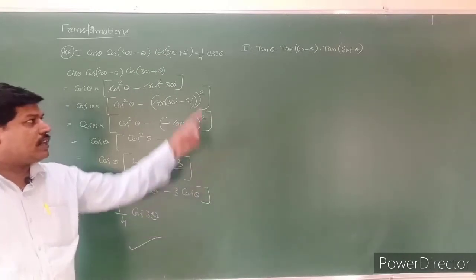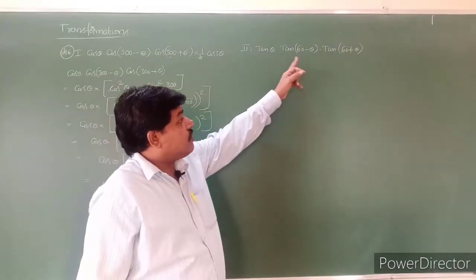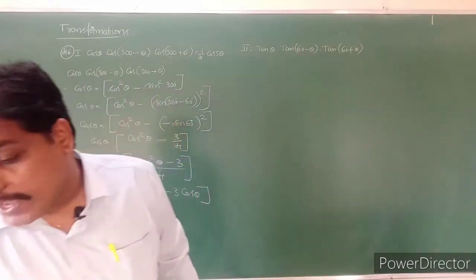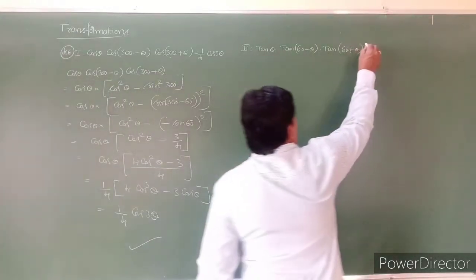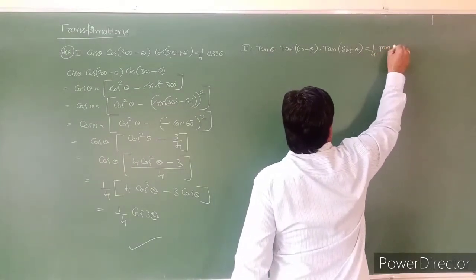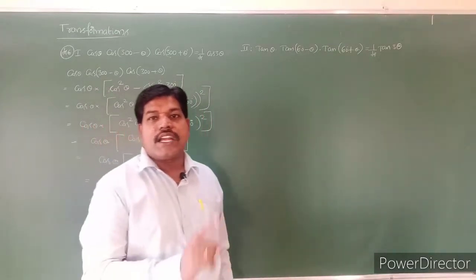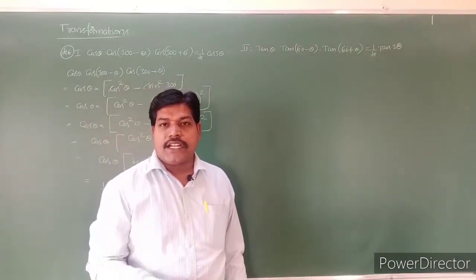Okay, so see that one. That is also given. What is that? Sin theta, sin 60 minus theta, sin 60 plus theta. What are they giving? 1 by 4 into tan 3 theta. So they are asking whether this statement is correct or not.